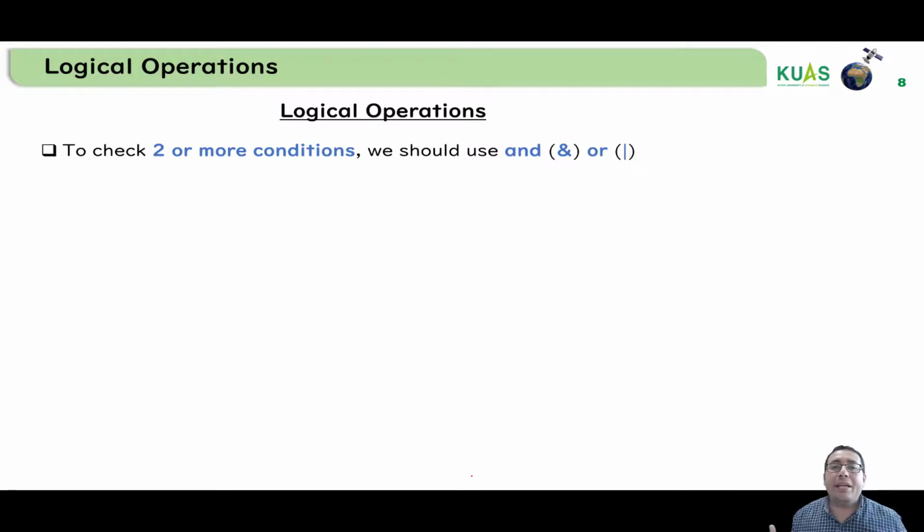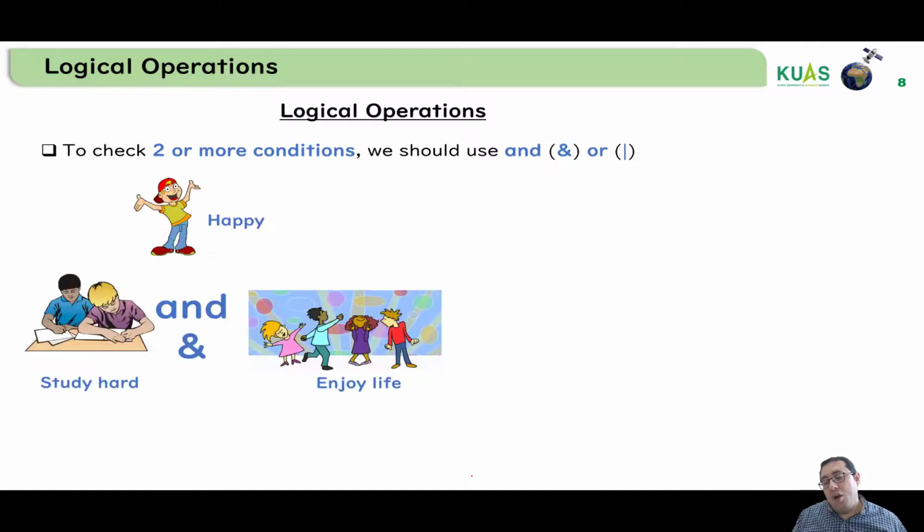Let's check that in an example from our real life. For example, if I said that the condition to be a happy student is to study hard during the weekdays and enjoy your life during the weekend. So if you study hard during the weekdays and enjoy your life during the weekend, you will have a happy life. But if we suppose that you study hard all the days, even during the weekend, so during the weekend you don't enjoy your life, it means that you will not be happy.